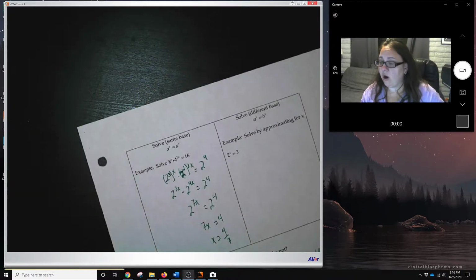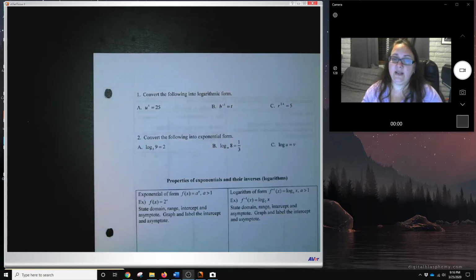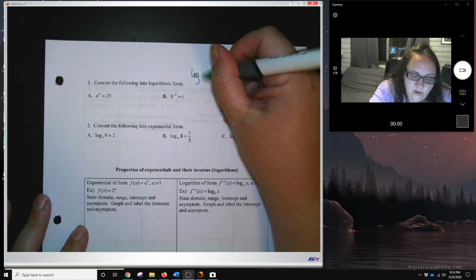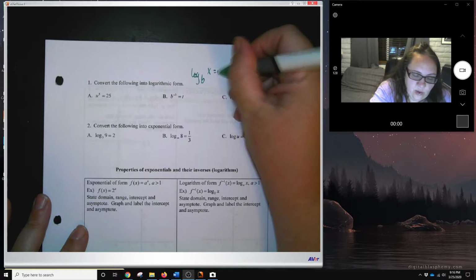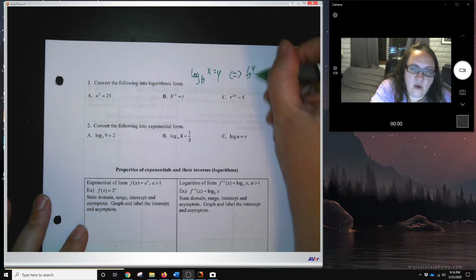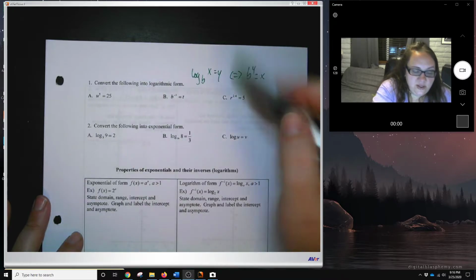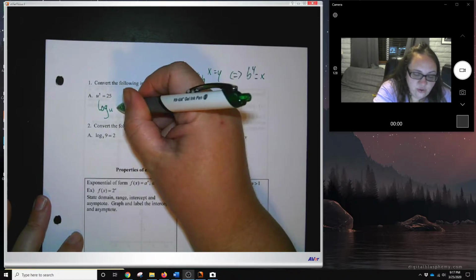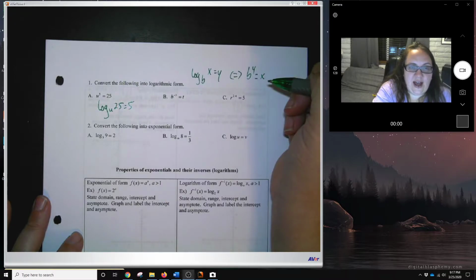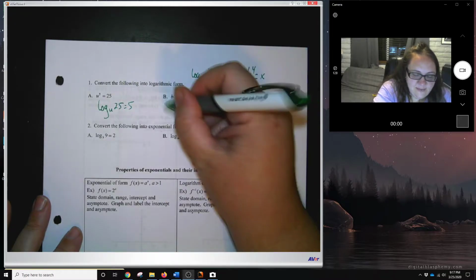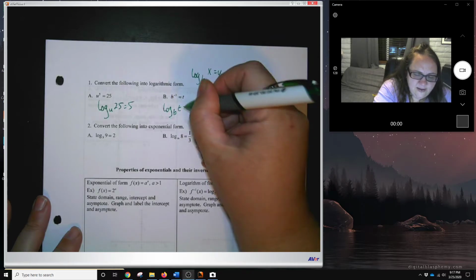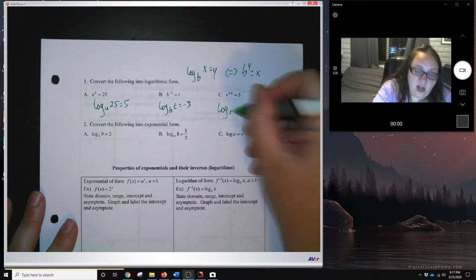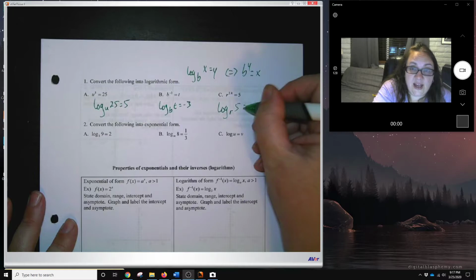Now, if you are copying along, keep that page handy because we're going to be coming back to it and copying a few more things down. But using that log with base b of x equals y is the same as b to the y equals x, I want to rewrite these. So u to the 5 equals 25 would be the same as log with base u of 25 equals 5. And then this would be the same as log with base b of t equals -3. This would be the same as log with base r of 5 equals 2.4.